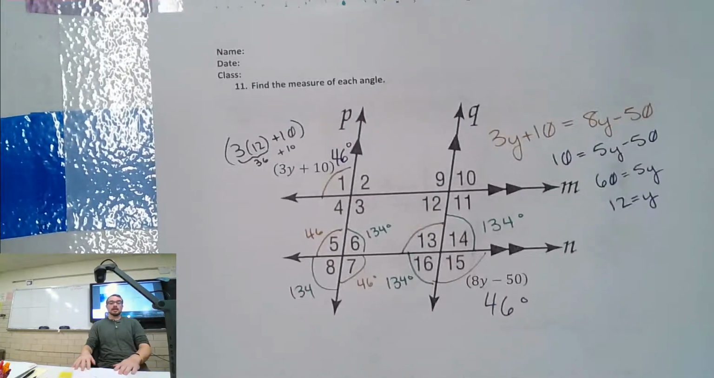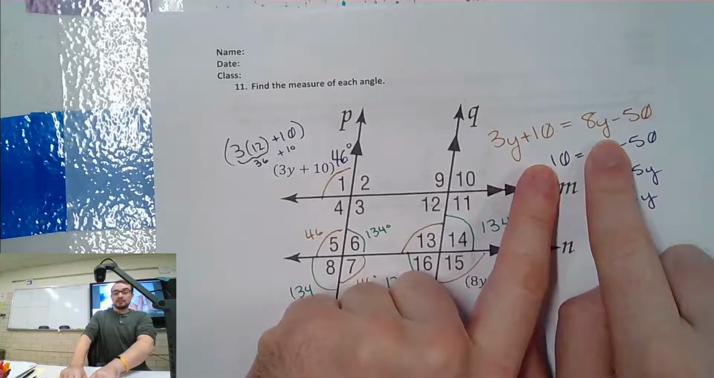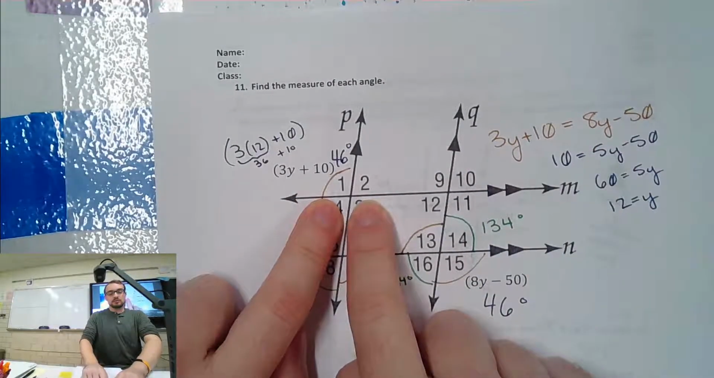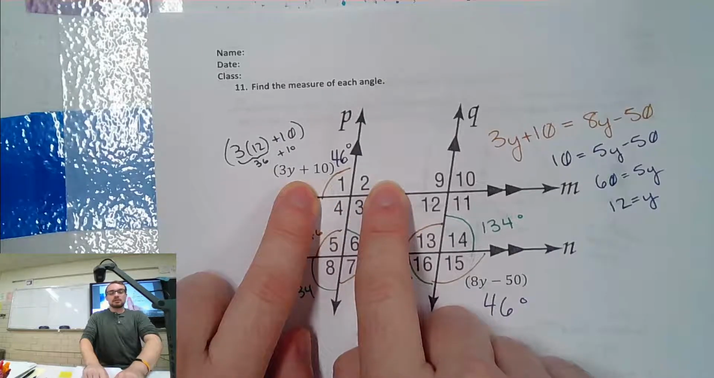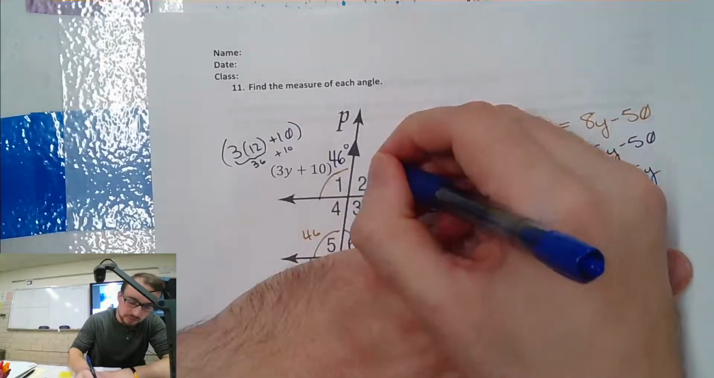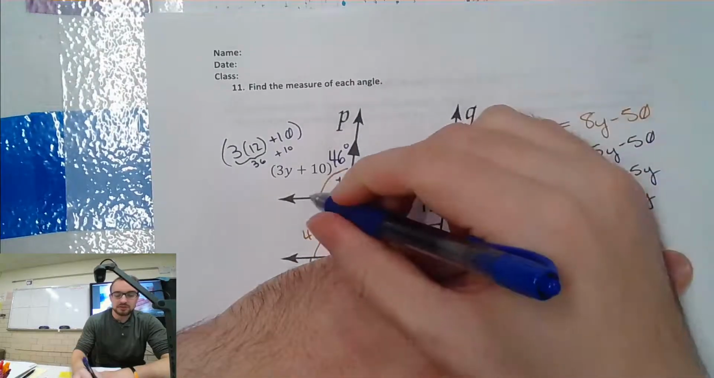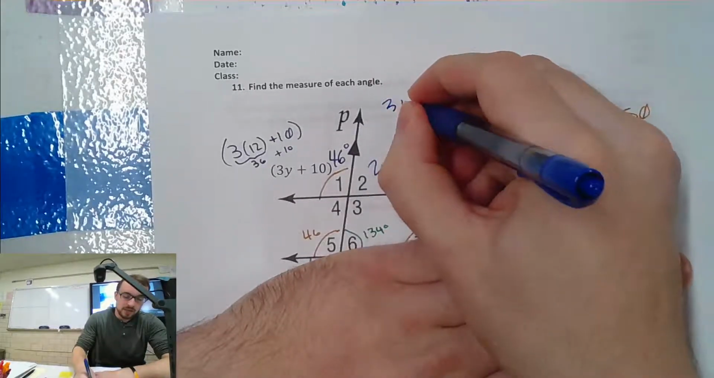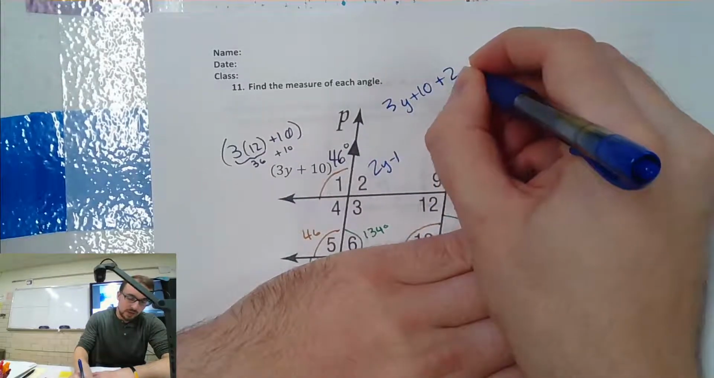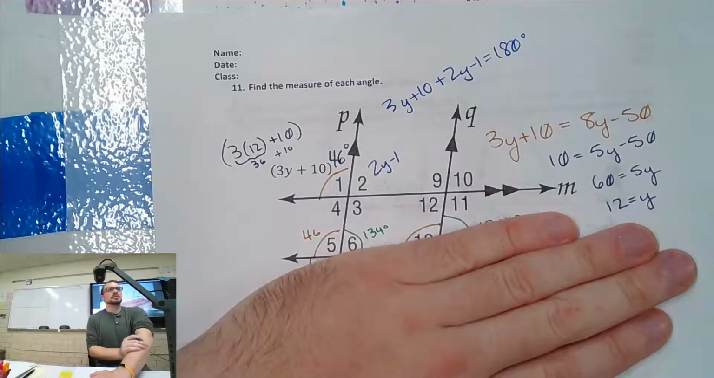Now, tomorrow I might give you angles that aren't equal to each other for number 11, by the way. I might give you angle 1 and angle 2 with expressions, right? Well, you know that they add up to 180, right? So if I gave you this instead, imagine this was the problem, 2y minus 1 for these two. Wouldn't you know that 3y plus 10 plus 2y minus 1 equals 180? Because they're a linear pair. You smell what I'm stepping in?